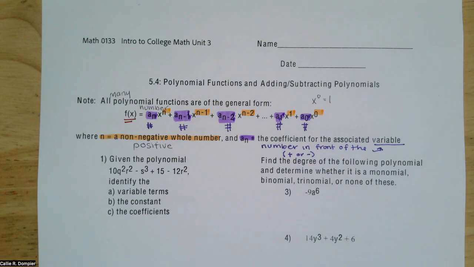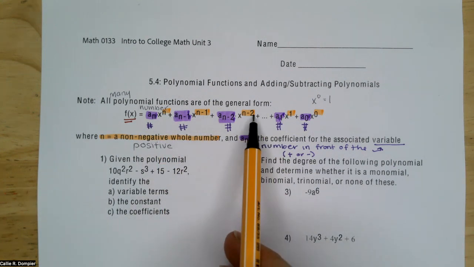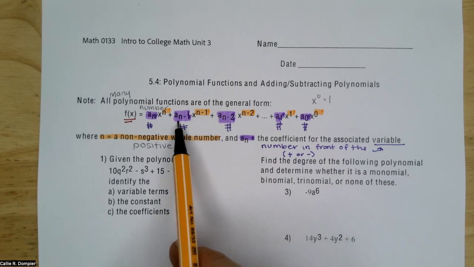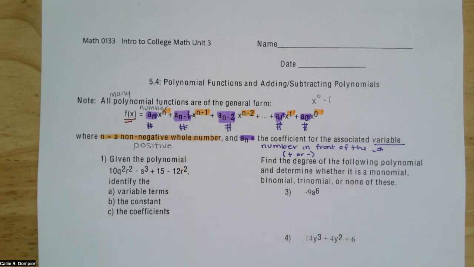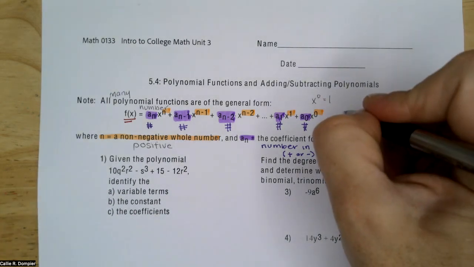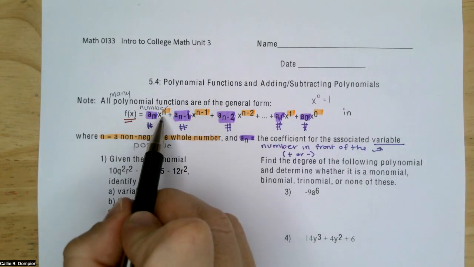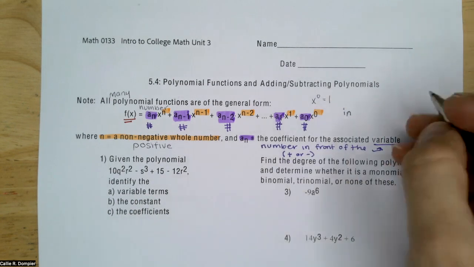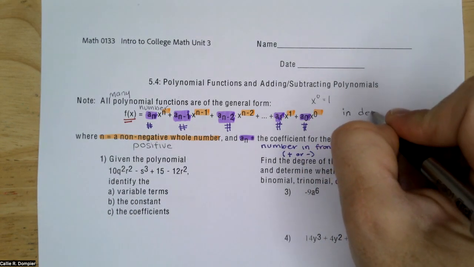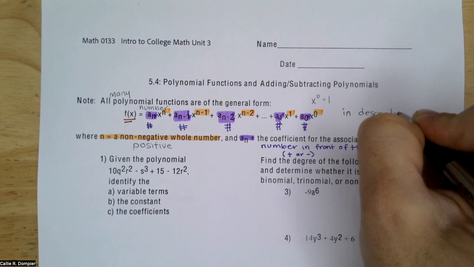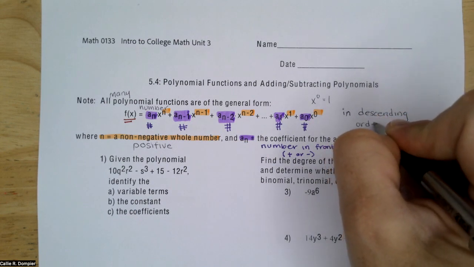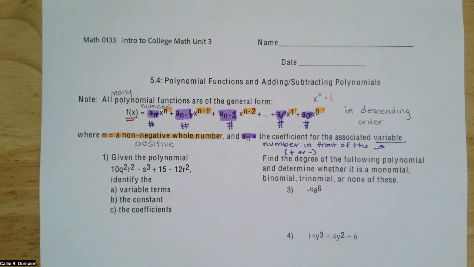Your exponents are never going to be positive or negative, but the number in front of the variable can be positive or negative, okay? So what does it mean, all of these n minus 1s, n minus 2s, 1s and 0s? They're just saying put it in descending order. Descending order just means take the biggest one and put it in front, okay?